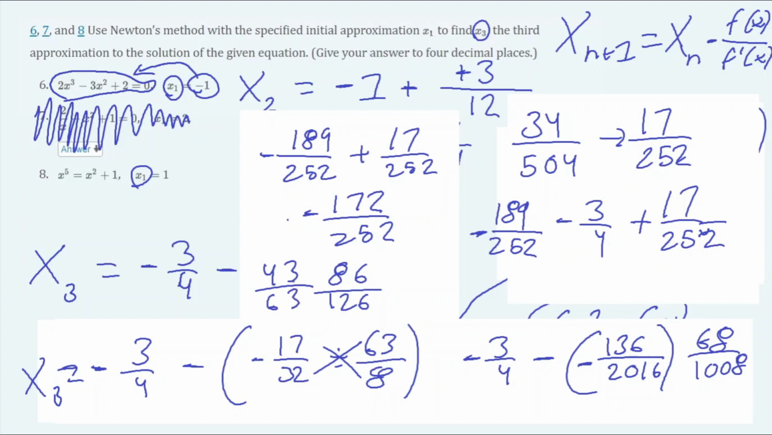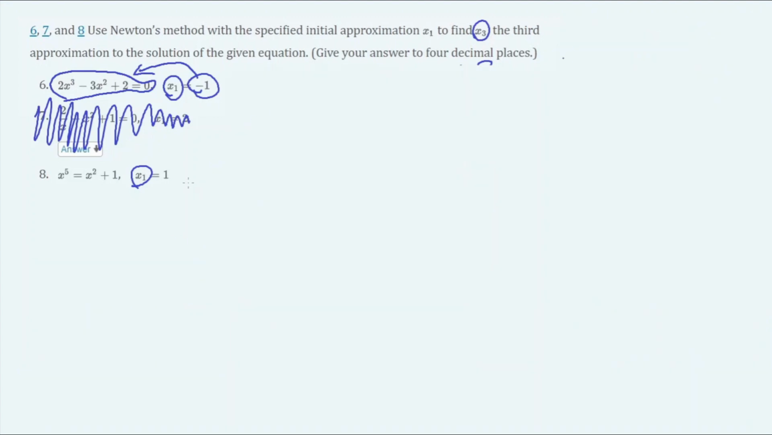And I don't think you could divide this any further, so your x3 value would be negative 43 over 63, which you can approximate to be about 0.66869, around there. So that is going to be our x3 value for number 6. All right, so let's take a look at number 8.